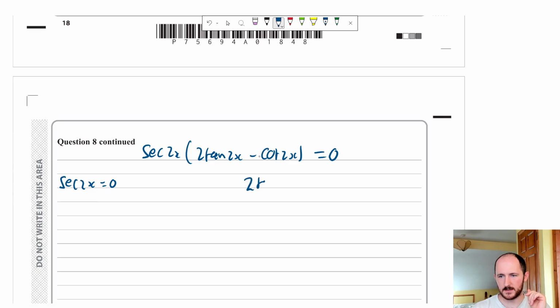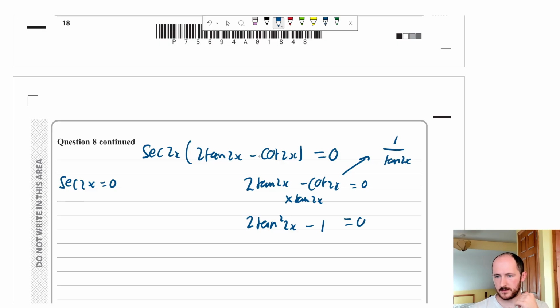So we have 2 tan 2x minus cot 2x equals 0. If you remember, cot is just 1 over tan, right? So if I times through by tan 2x, I'm left with 2 tan squared 2x minus 1, because again, remember, cot is just equal to 1 over tan, equals 0.